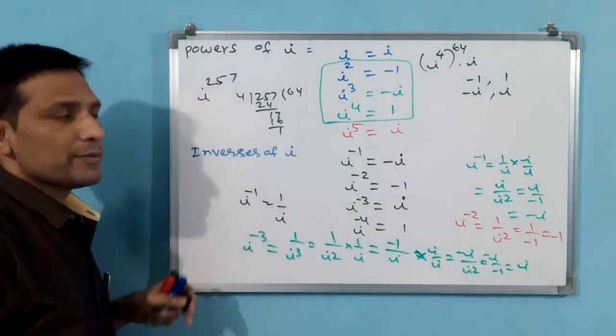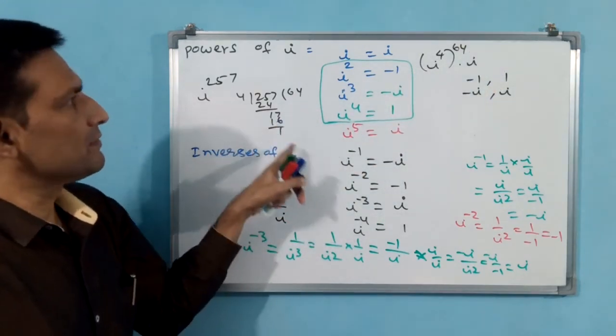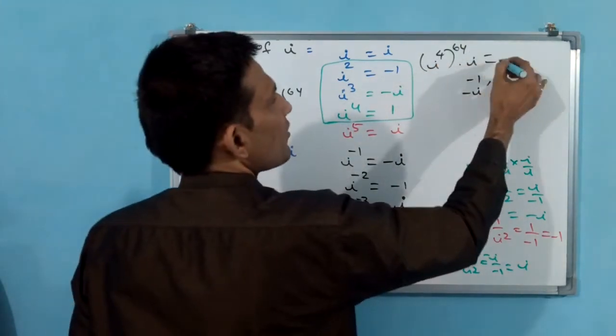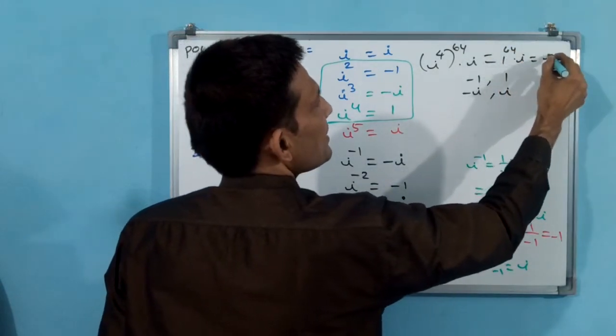First you see, i to the power of 4 into 64 plus 1. i to the power of 4 is 1. 1 power something is 1 only. That means i is going to come.